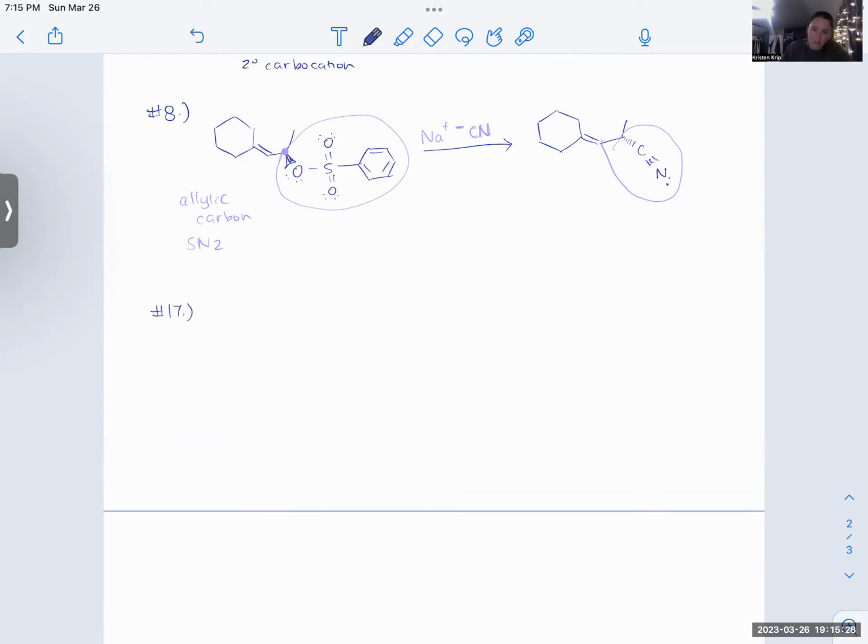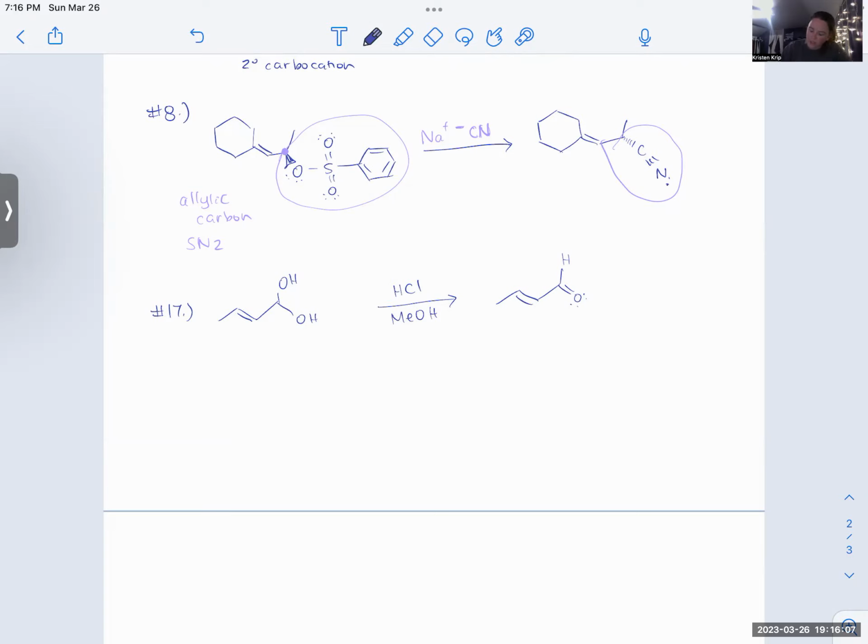All right, so this is 17 for mechanisms. We are starting with a molecule, and there's a double bond here, reacting it with HCl and methanol. And we end up with an aldehyde. Oh, double bond there. Okay.